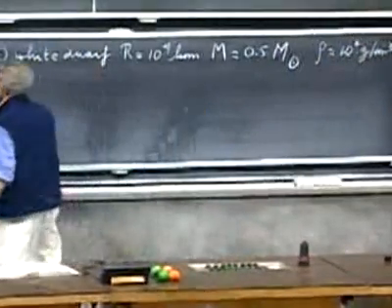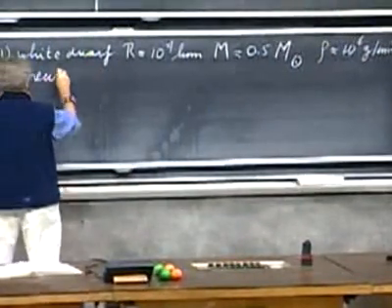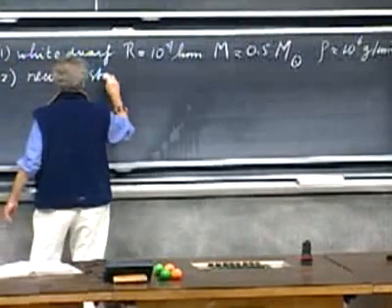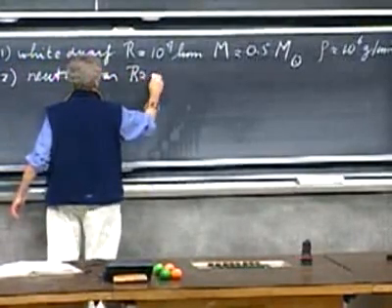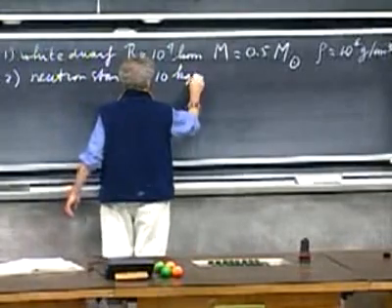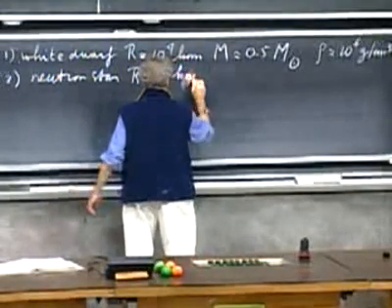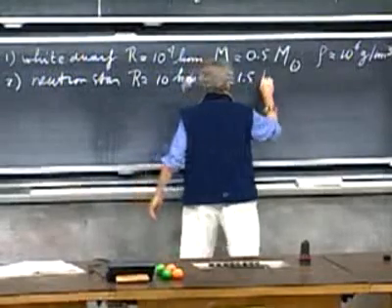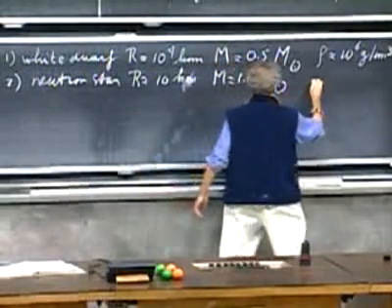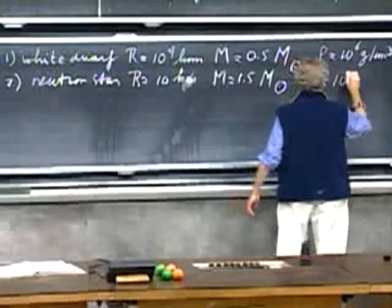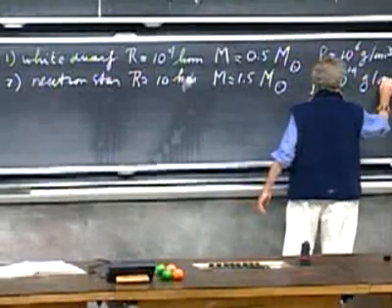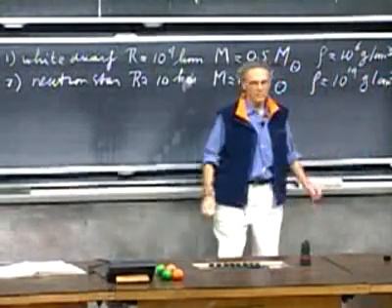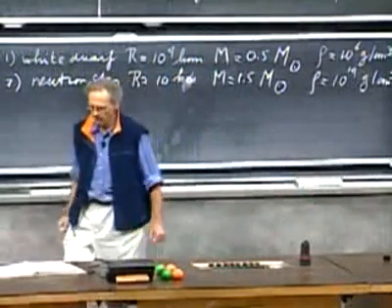Another possibility is that you end up with a neutron star. A neutron star has a radius of about 10 kilometers, and it has a mass of roughly 1.5 times the mass of the sun, and its density is about 10 to the 14 grams per cubic centimeter, which is even higher than the density of nuclei.